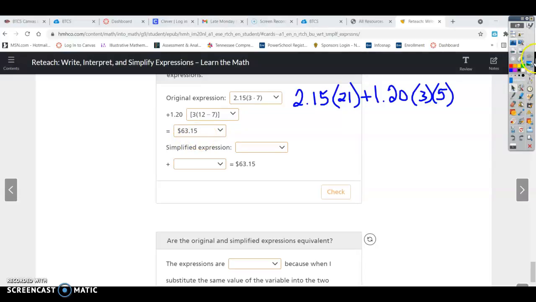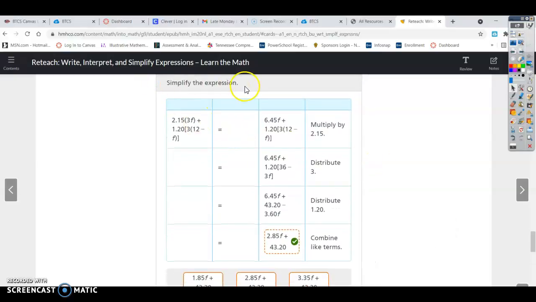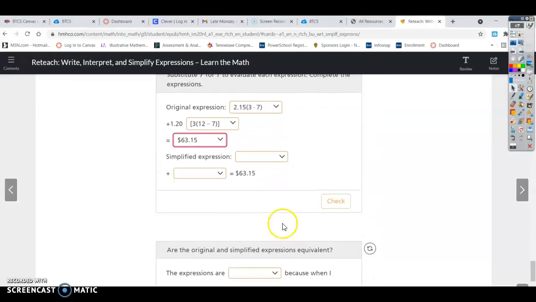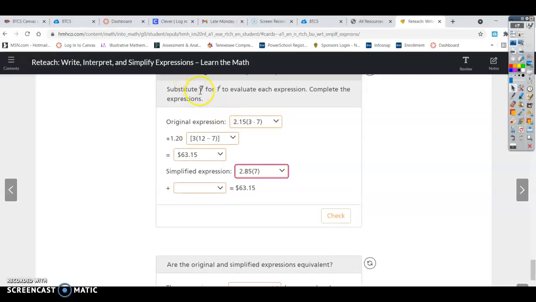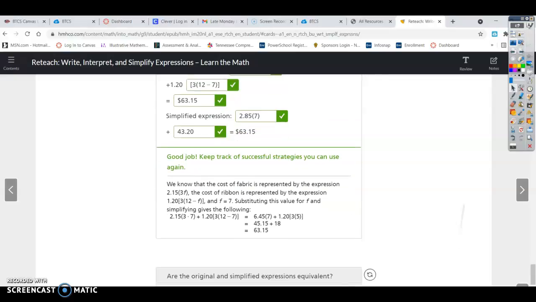All right, then it says look at the simplified expression. If we scroll back up, we just did the simplified expression. We got 2.85f plus 43.20. So we got 2.85, and then we're going to put 7 in. Remember, this is substituting 7 in for f in each of these. And then this was the 43.20. We're going to check to see if the original expression was the same as the simplified expression, and it should be if you did all the math correctly.